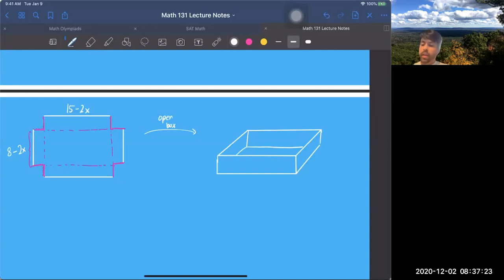Now the longer length here would be 15 minus 2x. The smaller dimension would be the width, which is 8 minus 2x. Now, what would be this little height here? What would that height be? This thing here, what would this be?